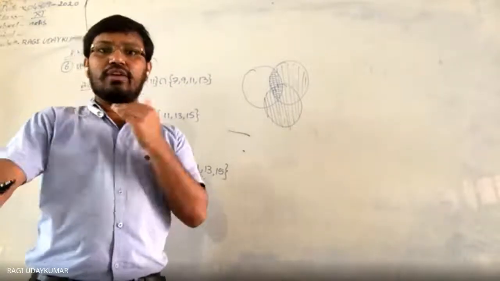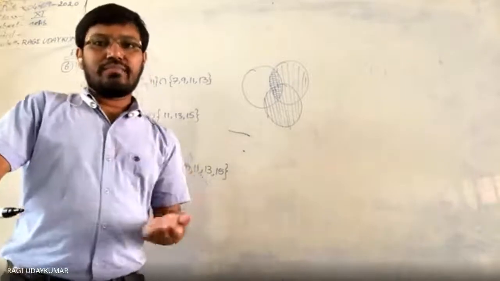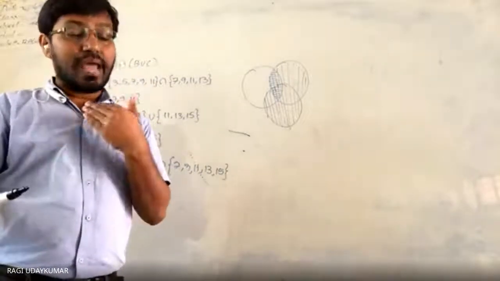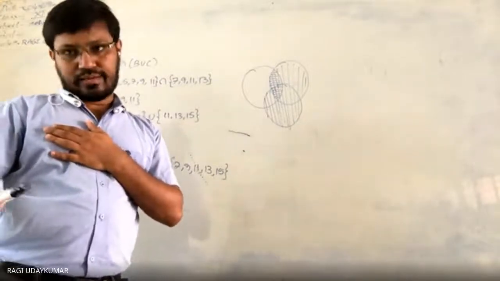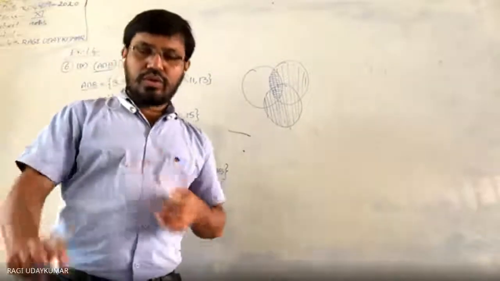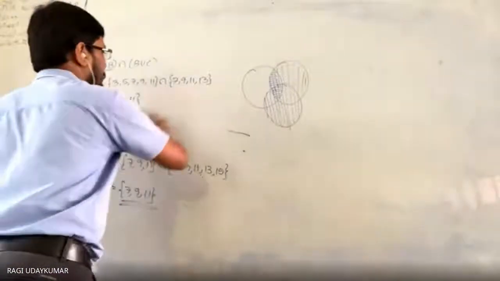B intersection D, what do you get? B is even numbers, and D is the prime numbers. In the prime numbers there is only one even number. 2 is there. So that is what you take into consideration.